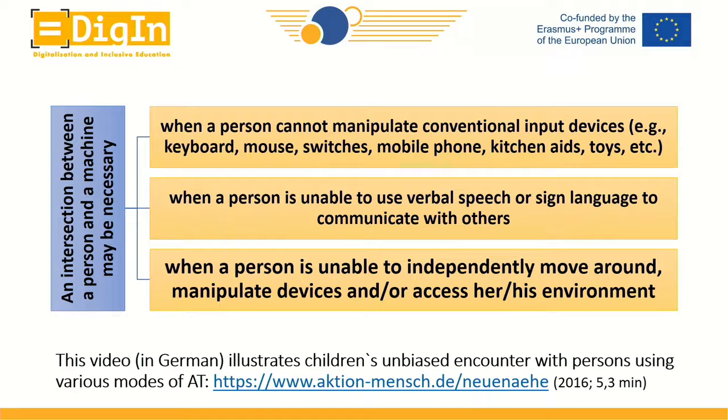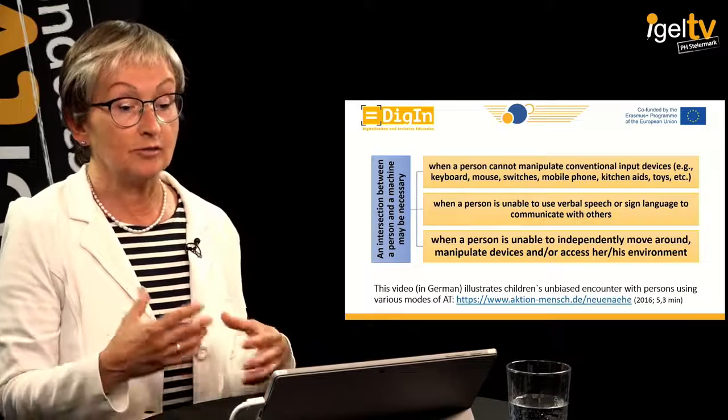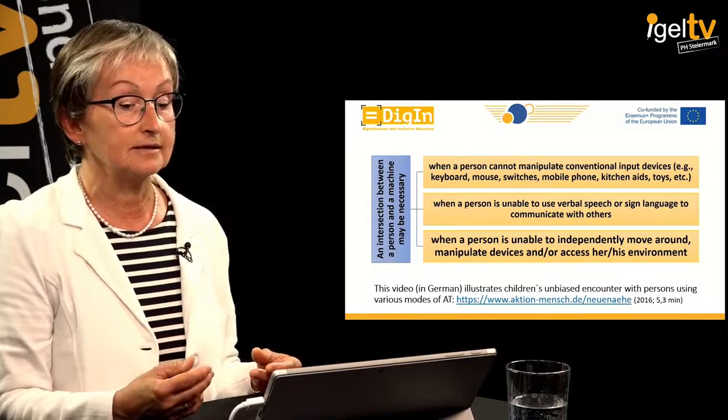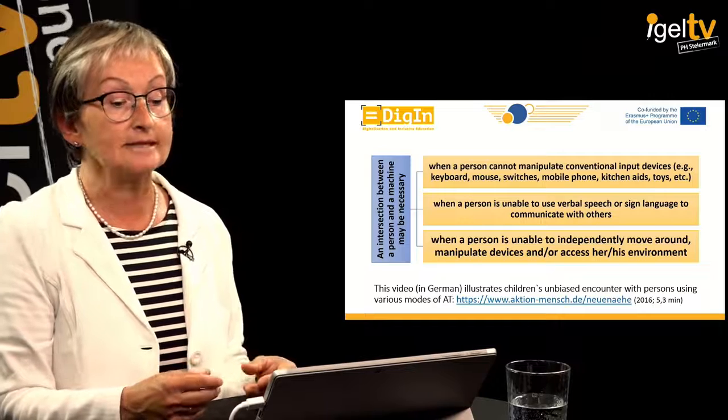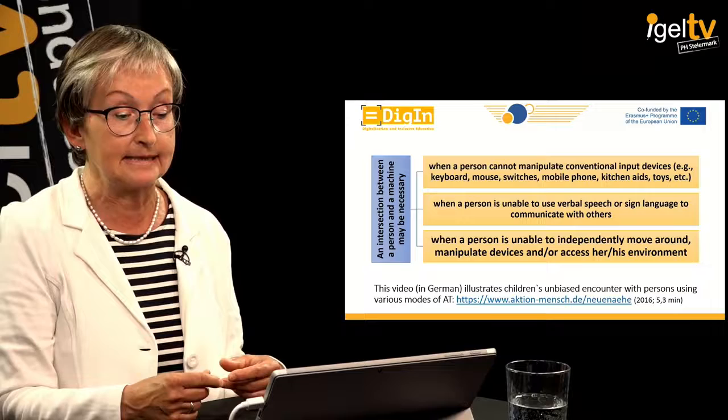An intersection between a person and a machine may be necessary, and there are now three possibilities when this is necessary. Either when a person cannot manipulate conventional input devices, for example, a conventional keyboard, a conventional mouse, switches, mobile phones, remote controls, kitchen aids, toys. When a person is unable to use verbal speech or sign language to communicate with others, or a big field, when a person is unable to independently move around, manipulate devices, and or access his environments.